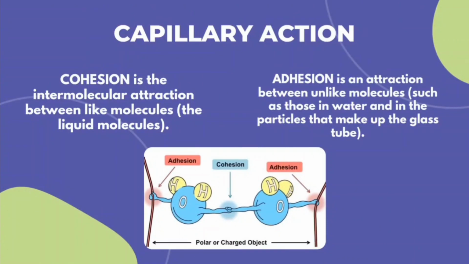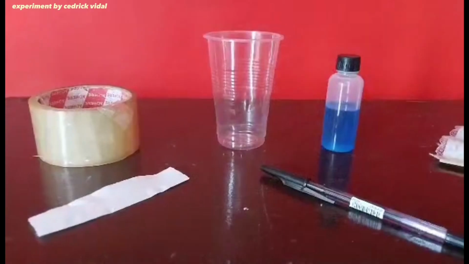Cohesion refers to the attractive forces between molecules of the same substance that allow them to stick together. Adhesion, on the other hand, refers to the attractive forces between molecules of different substances, causing them to stick or adhere to each other. In this experiment, I will demonstrate to you how capillary action works.